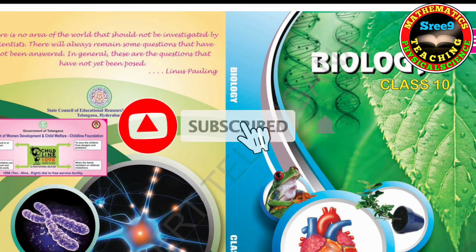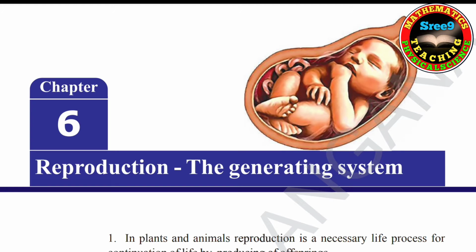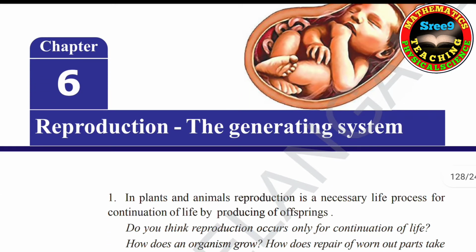Okay, now here, dear students, the 6th chapter of biology is chapter 6, reproduction, the generating system. In this, first we will discuss the important topics, important points, then after we go to the important questions, right? Now here, as you learnt in 8th class also, reproduction is a very important chapter.